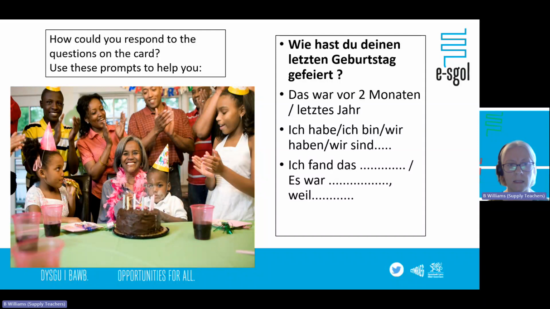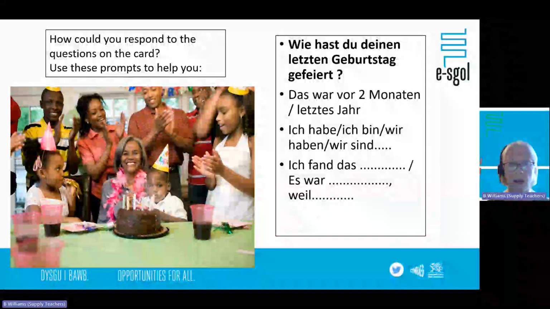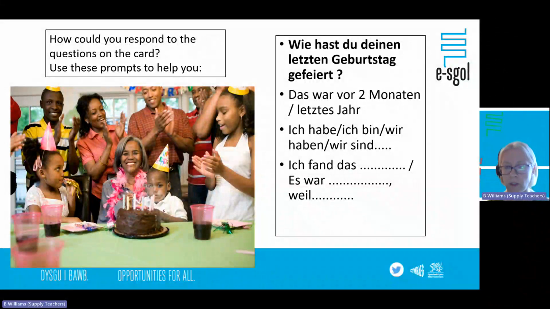And then for the past tense, when was your last birthday? So das war vor 2 Monaten. Or das war letztes Jahr. So was it 2 months ago? Was it last year? What did you do? How did you find it? And why? So es war something, weil. So you need an adjective. So why was it fun? Yeah, or why was it not fun? What happened? Did something bad happen?